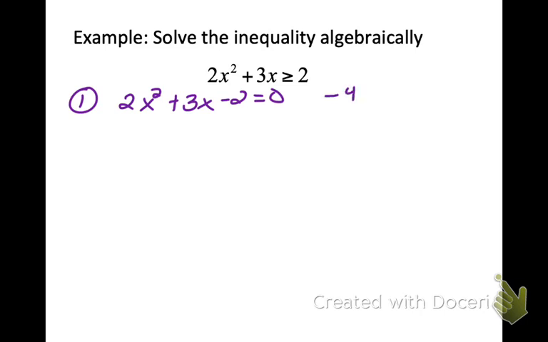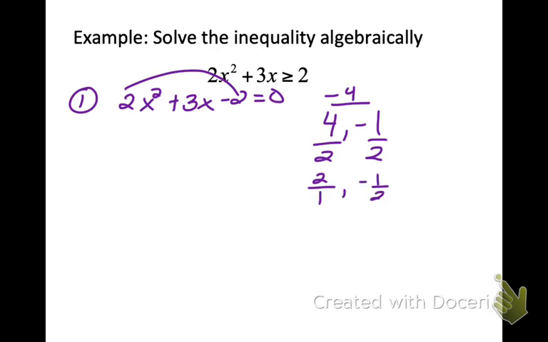So it is factorable. Most of them will be factorable. Factors of negative 4 that get you to 3. So you do 2 times negative 2. That'd be 4 and negative 1, to get you to 3. Put it over your leading coefficient, which is 2. Simplify. So that 4 over 2 turns into 2 over 1. That stays negative 1 over 2. So that factors to x plus 2, 2x minus 1 equals 0.